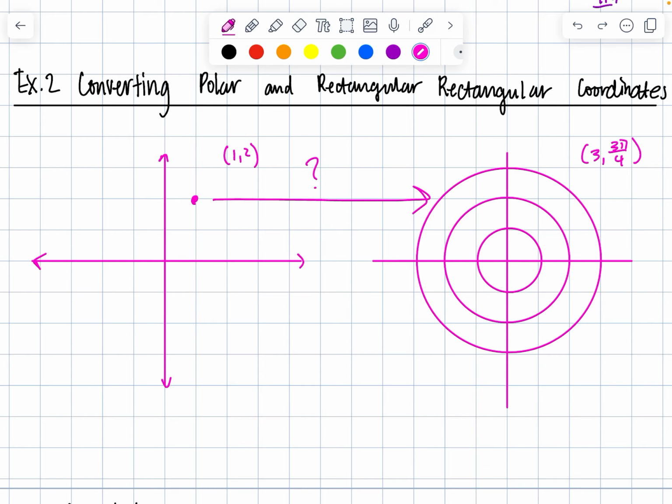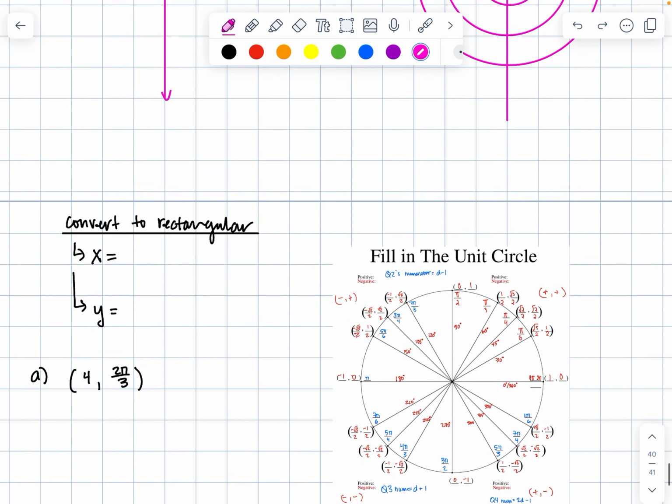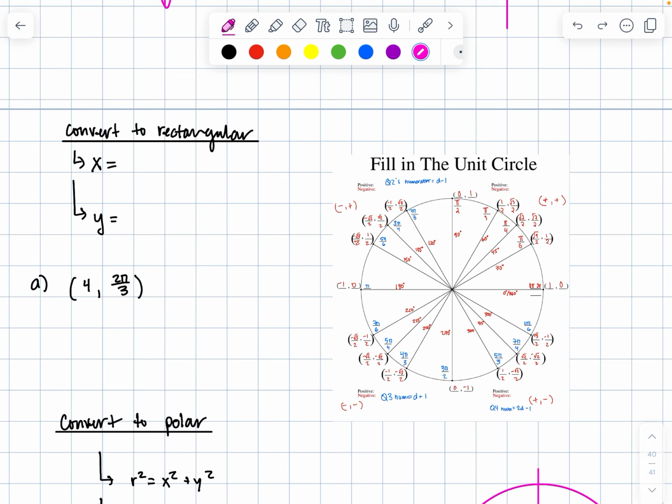So, that idea revolves around a couple new things. We're going to convert first from polar to rectangular, which means we are given a polar coordinate. All right, so that's in pink. You don't have to copy that down. And we have a way to bridge this gap.